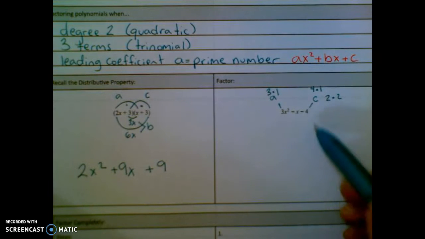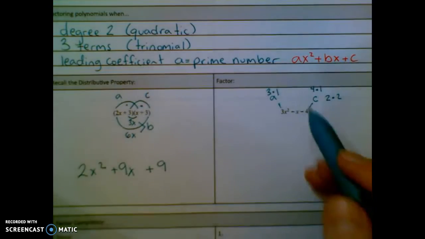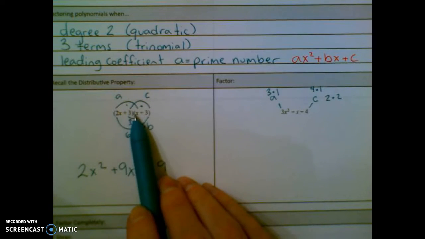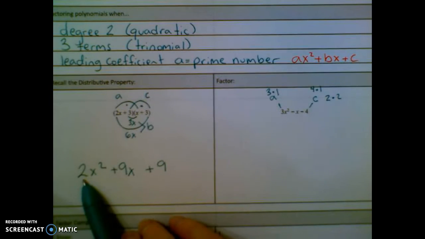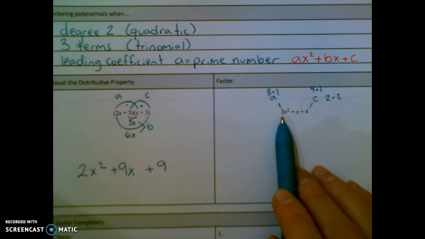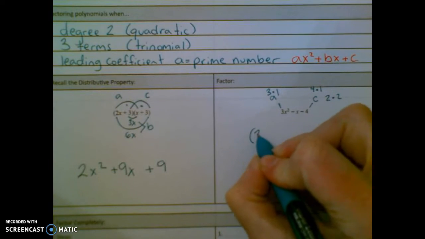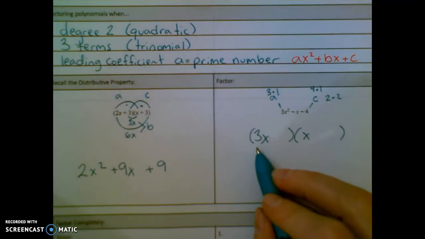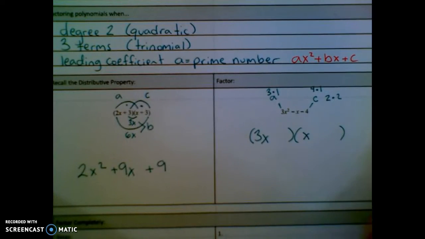So real quick, I'm going to do it just quickly, and then I'll show you step by step how to do each of them. Well, my a term comes from the first term in both binomials. So this was like a 2x times x gave me 2x squared. Well, how do I get 3x squared? There's only one way. It's 3x times x. So I'm going to go ahead and write 3x and x. So the a term today being prime makes it easy. There's only one option. You write both answers.